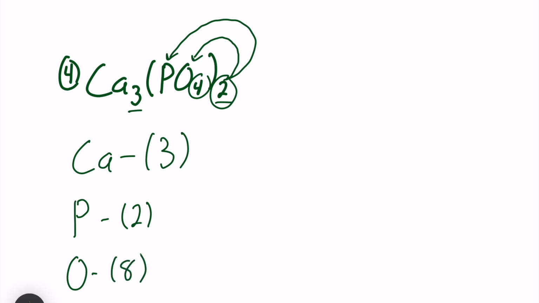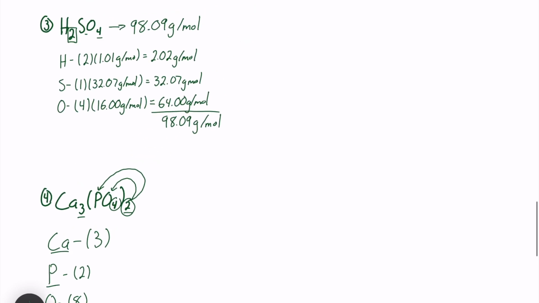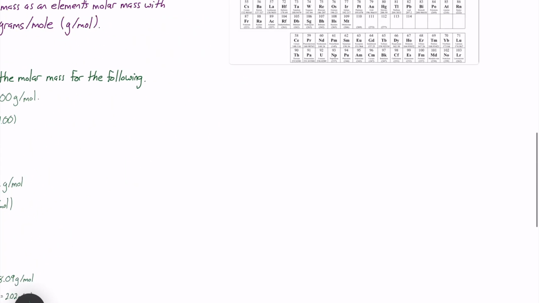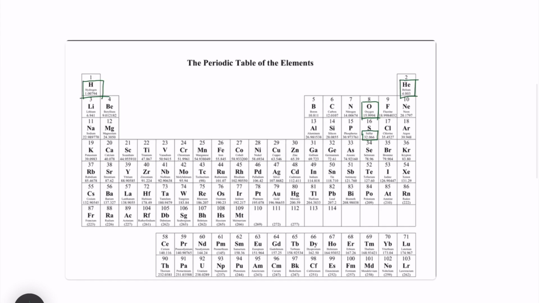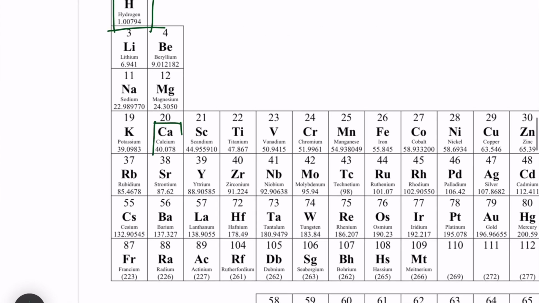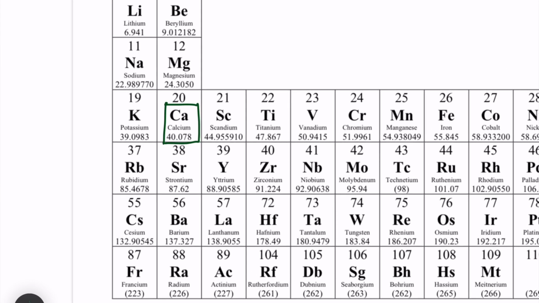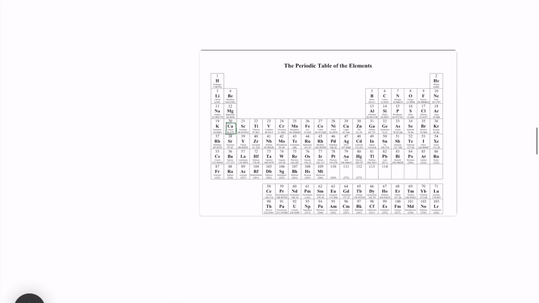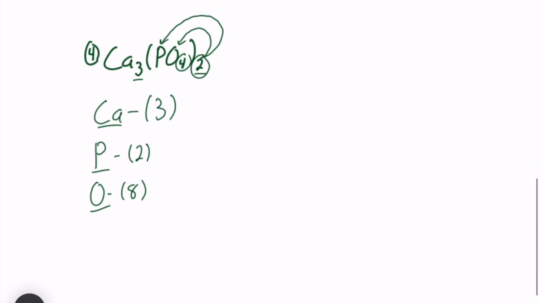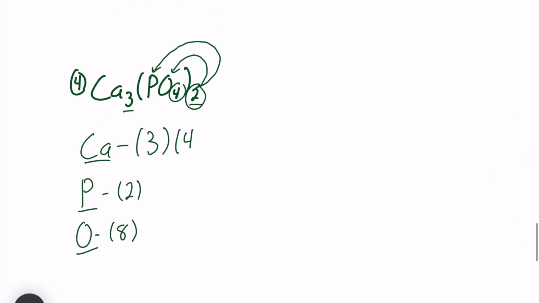Let's go over to our periodic table because we need to find our molar masses for Ca, P, and O. So we're looking for calcium first. Calcium, let's see where you are. Okay, so calcium, we have right here. The molar mass for calcium is going to be 40.08. So we can write that down beside Ca. So 40.08 grams per mole.